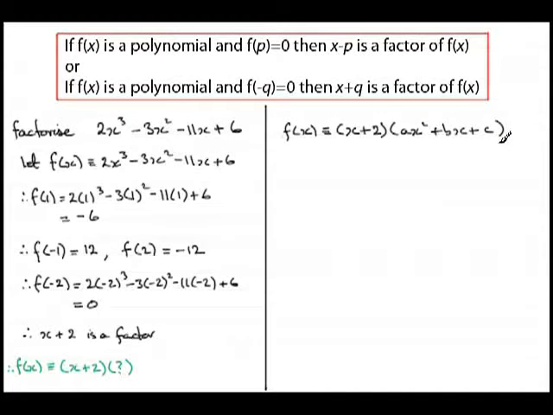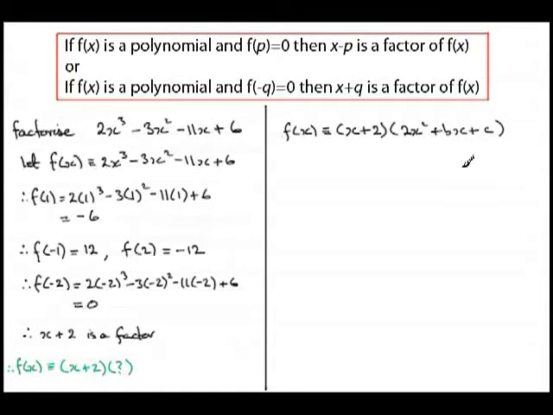So the only x cubed term comes from x times ax squared. And that's got to be 2x cubed, so what must the a be? Well, it's got to clearly be a 2. So we could write a 2 in there. X times 2x squared, 2x cubed.